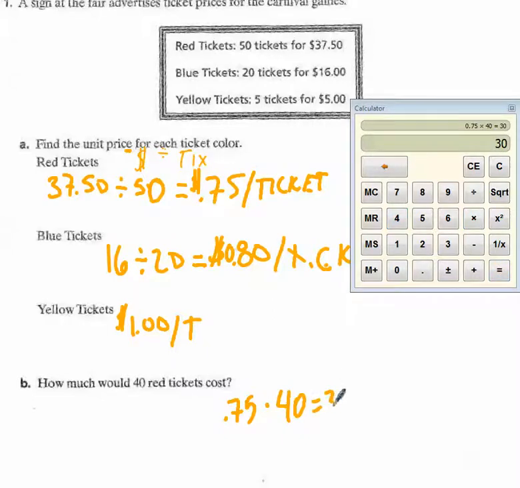So that's going to be $30. And no cents.